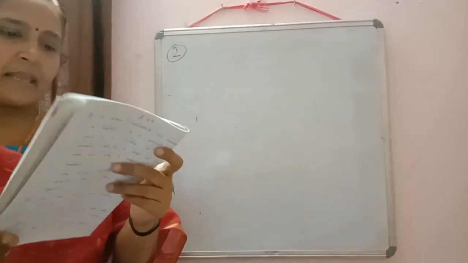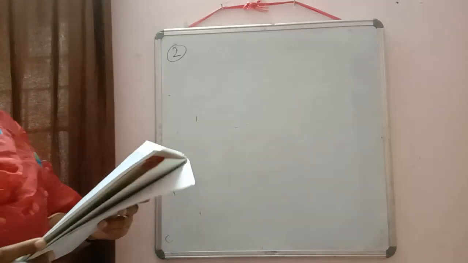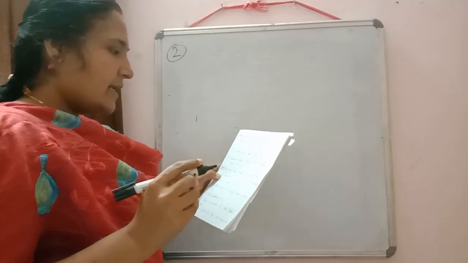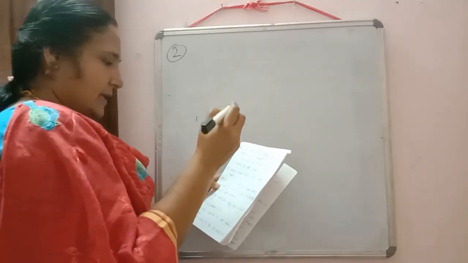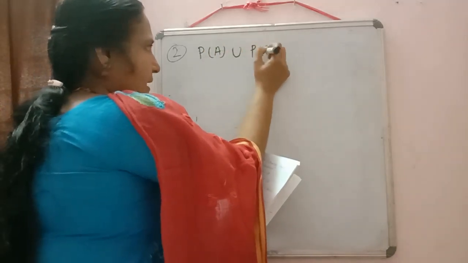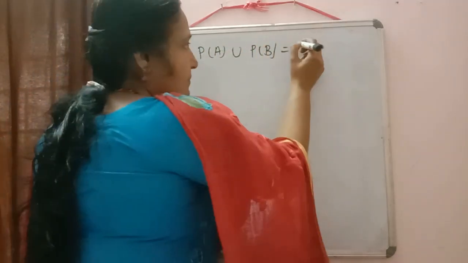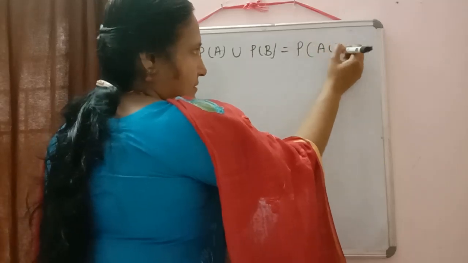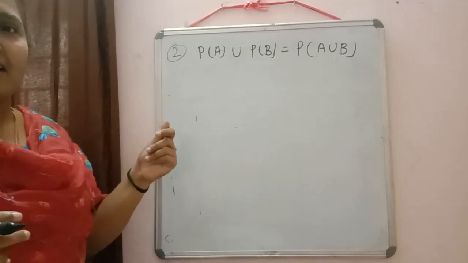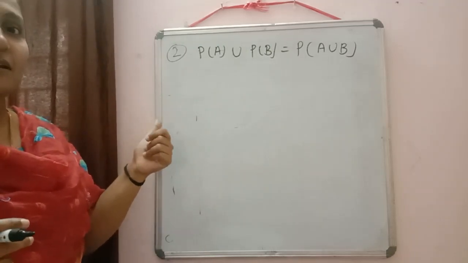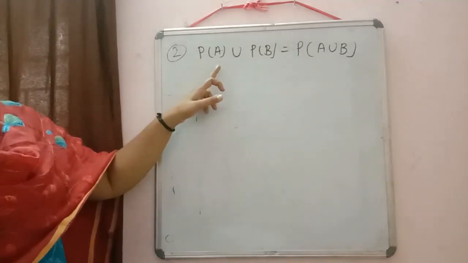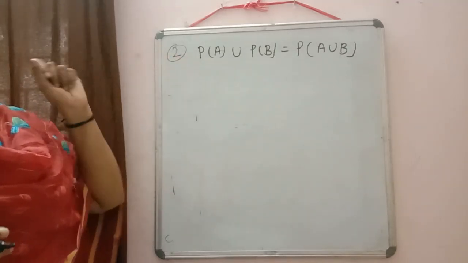Next question: is it true for any sets A and B? Sets I am saying, so write capital letters only. Is it true for any sets A and B, P of A union P of B is equal to P of A union B? I wrote here P of A. What is P of A? Not probability. What is P of A here in sets? Yes, P of A is the power set of A.